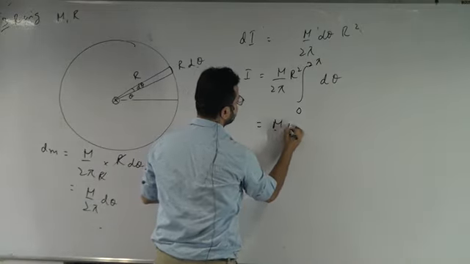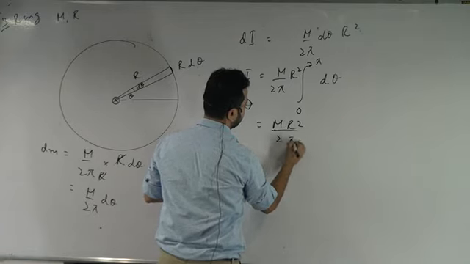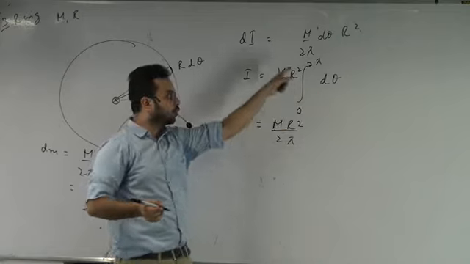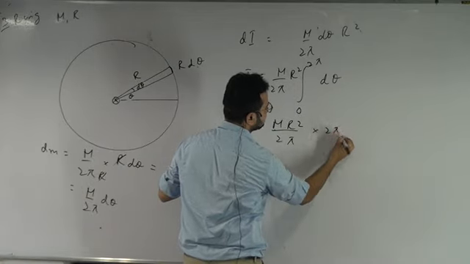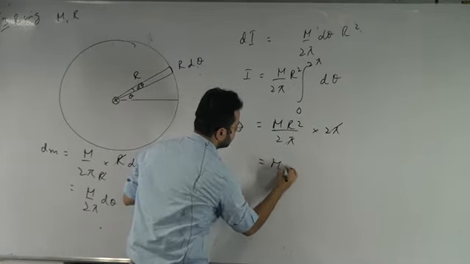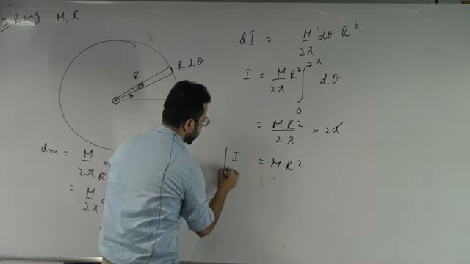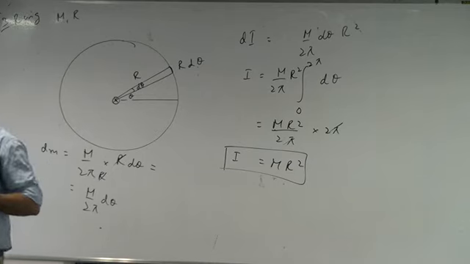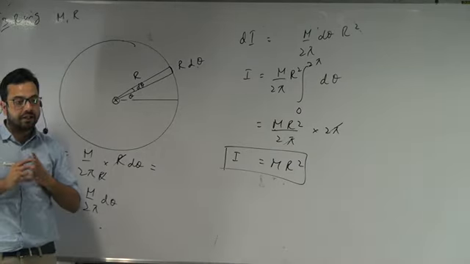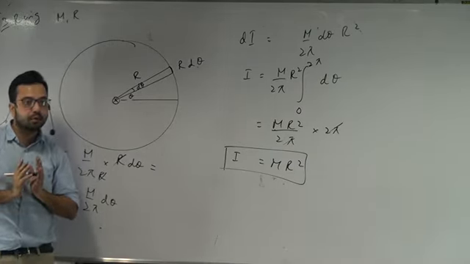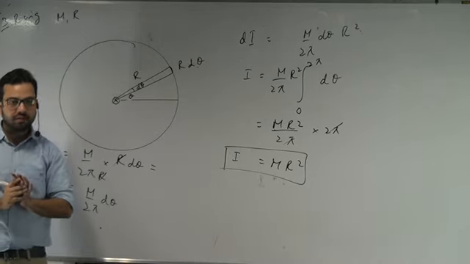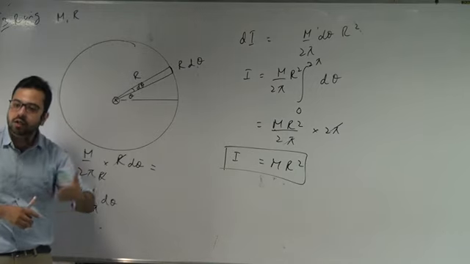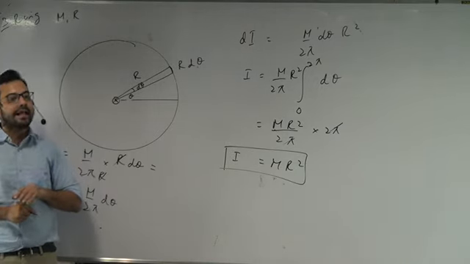Okay, so this becomes mr square upon 2 pi. इसका d theta का integral will be theta. Put the limit, you will get 2 pi. तो बचा कितना? mr square. And this is also a result you have to remember. ठीक है? The moment of inertia of a uniform ring about an axis passing through the center and perpendicular to the plane of the circle is mr square.